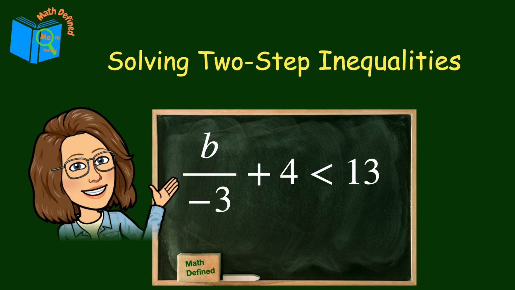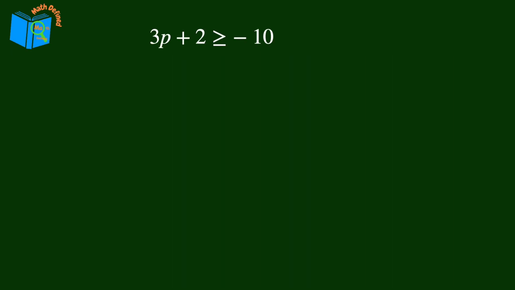Today we're going to tackle two-step inequalities. Inequalities are just like two-step equations, but we'll need to pay special attention to the inequality signs. First up, let's solve 3p plus 2 is greater than or equal to negative 10. To solve, we use the same steps as solving equations. Undo addition or subtraction first, then division or multiplication.